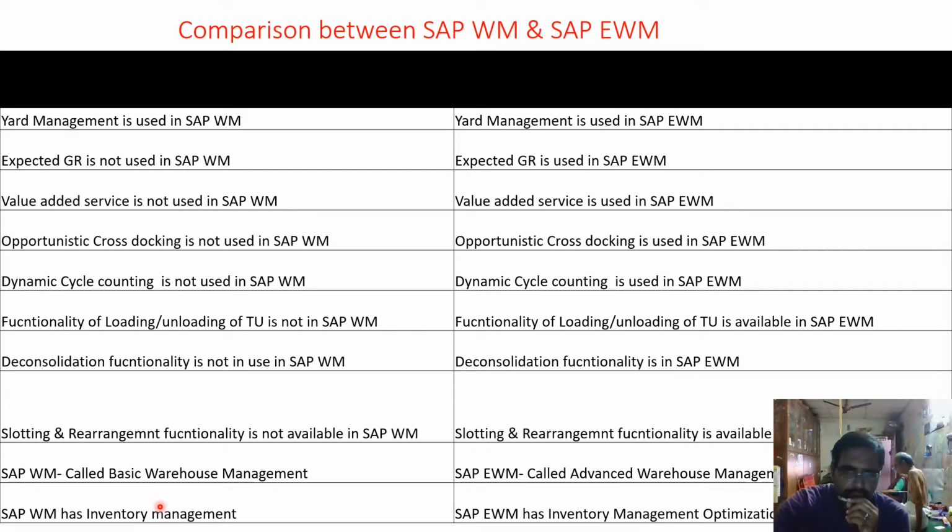And in case of EWM, the so-called advanced warehouse management involves all of this, like consolidation, deconsolidation, slotting and rearrangement, labor management, VAS, everything, optimized or advanced features. If the client wants EWM, they need to pay additional money for that, right?